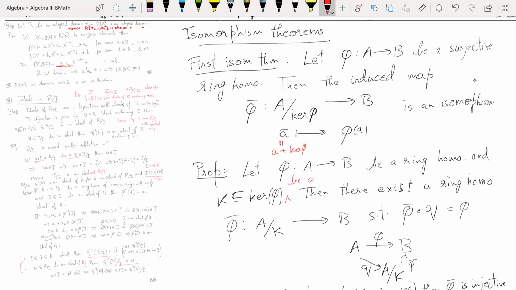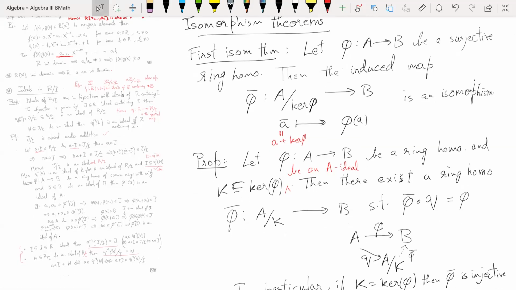A ideal means ideal of A. Then there exists a ring homomorphism phi bar from A mod K to B such that phi bar composed with Q is equal to phi. So phi bar is a map from A mod K, and Q is the map from A to A mod K. So this diagram should commute.